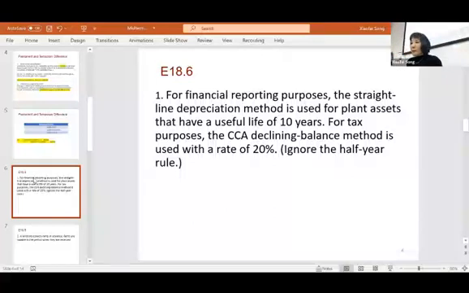So this is the first one. For financial reporting purposes, the straight line depreciation method is used for plant assets that have a useful life of 10 years. For tax purposes, the CCA double declining balance method is used with a rate of 20%, ignoring the half-year rule. Okay, so at the start, if it's a timing difference, eventually the difference between the cost of this plant asset and the proceeds from disposal of the asset will be your total depreciation expense and the loss, and will also be all deductible for tax purposes, right? So it's a timing difference.